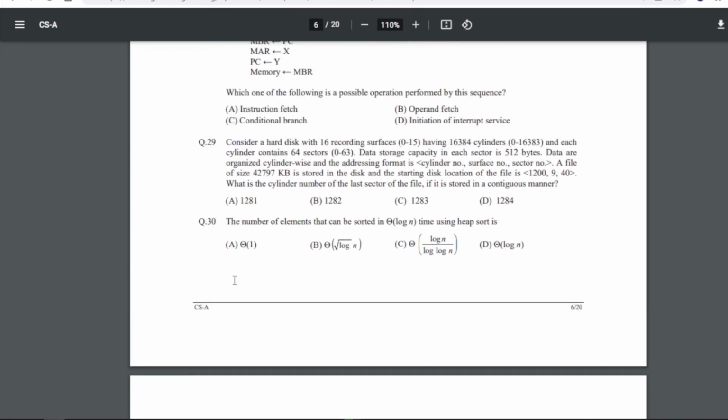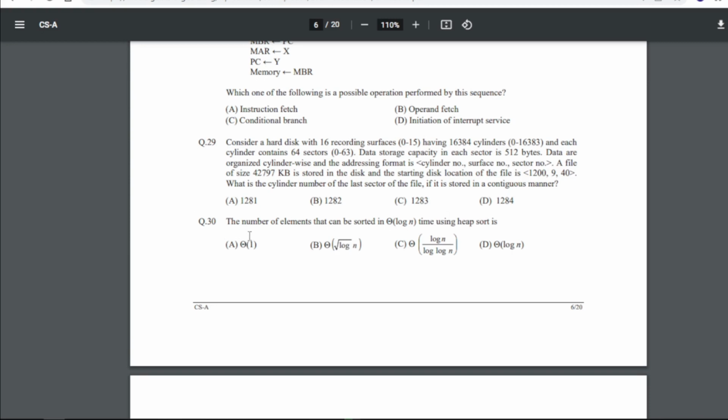29th: consider a hard disk with 16 recording surfaces, 0 to 15, having 16384 cylinders, 0 to 16383, and each cylinder contains 64 sectors, 0 to 63. Data storage capacity in each sector is 512 bytes. Data are organized cylinder-wise and the addressing format is <cylinder number, surface number, sector number>. Then a file of size 42797 KB is stored in the disk and the starting disk location of the file is <1200, 9, 40>. What is the cylinder number of the last sector of the file if it is stored in a contiguous manner? So if you solve this particular question, you will get the answer as D, that is 1284.